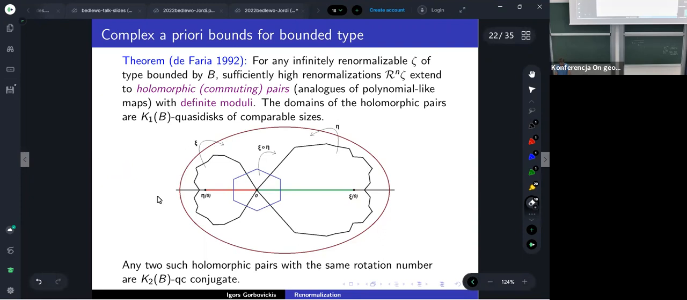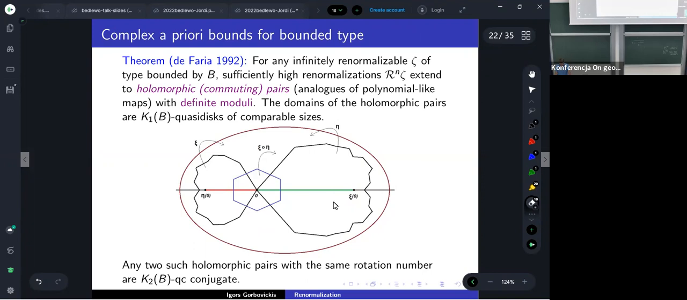So what is a holomorphic commuting pair? Here in the picture, you can see the green interval and the red interval. So this is essentially the critical commuting pair. And then it extends to the complex plane as follows. The green map extends to a map on some region like that, the red one to a region like that. So we have some butterfly.